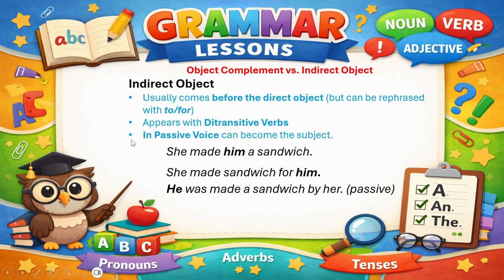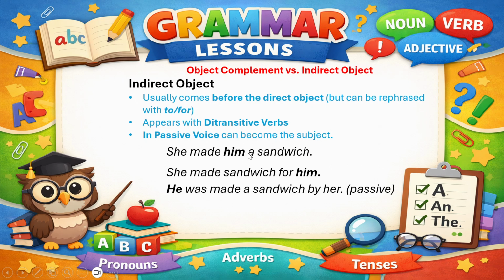The last point is very important. It is that the indirect object can become the subject in passive voice. The object complement cannot be the subject, but the indirect object can become the subject of a sentence in passive voice. Let's have a look at some examples. She made him a sandwich. Here, him is the indirect object and a sandwich is the direct object.